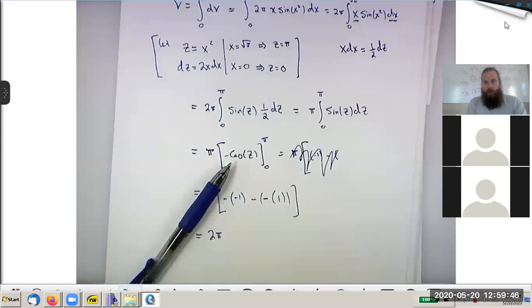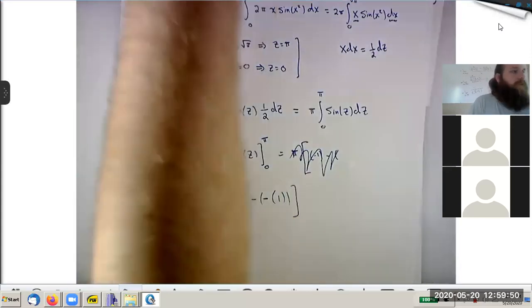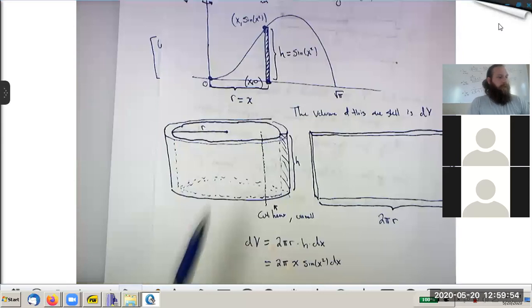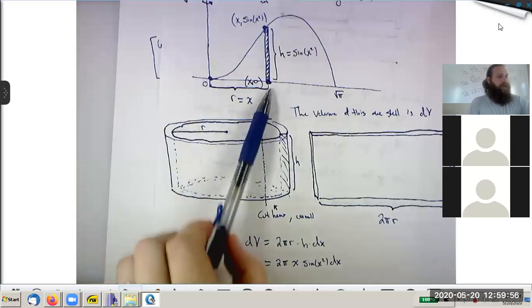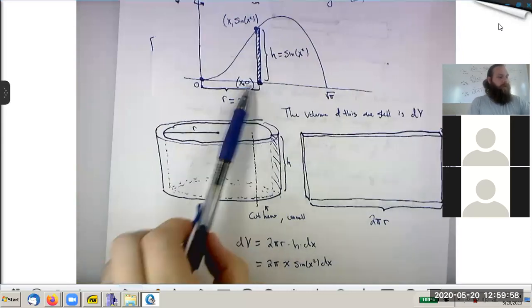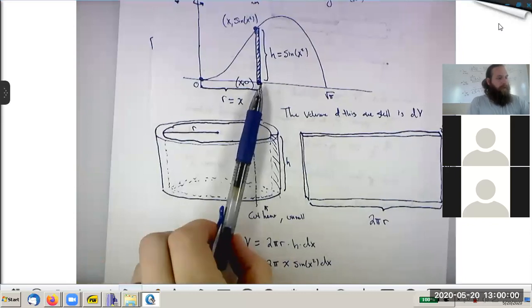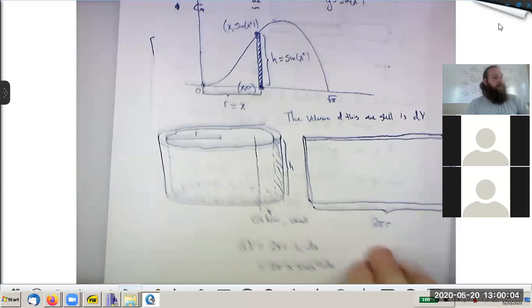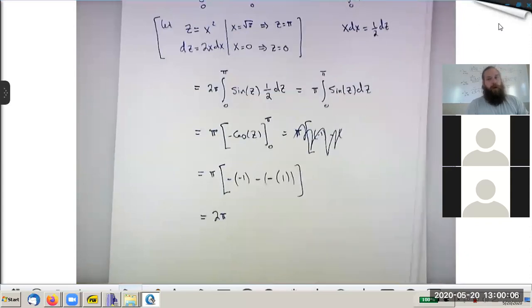So that's the volume of the cylinder. Yep, the volume of, well, no, that's the volume of the whole solid. The volume of the cylinder, this particular cylinder that you get by spinning this particular strip around, where that strip is located at the generic point x, is 2 pi x times sine of x squared dx. The volume of the whole solid is 2 pi.